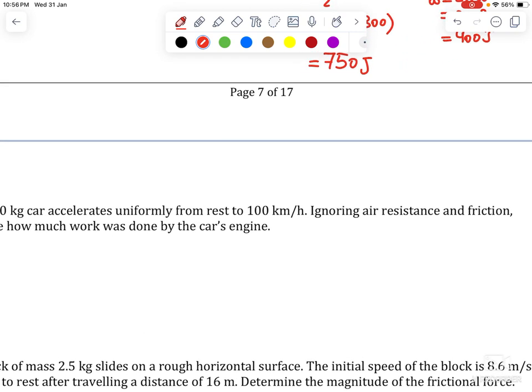So basically from rest, this means that V initial is 0, and the final velocity here, I don't like its unit. So converting it to meters per second, I simply will divide it. We agreed we'll divide it by 3.6, so it will be 27 meters per second.